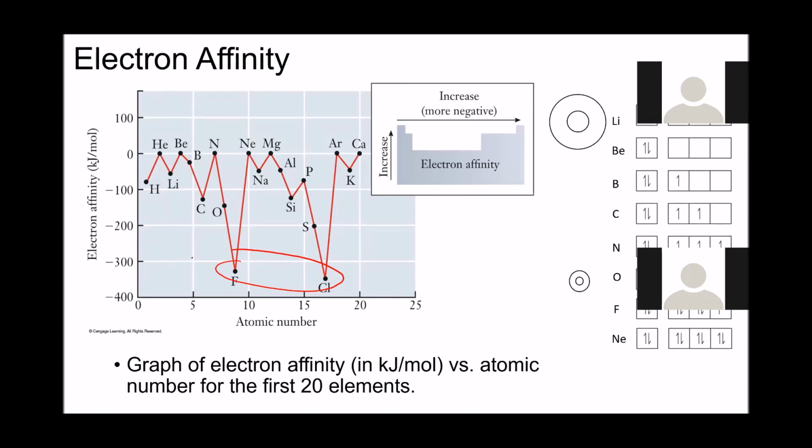Anything else away from the most right-hand side of the periodic table is going to have much smaller electron affinities, okay?